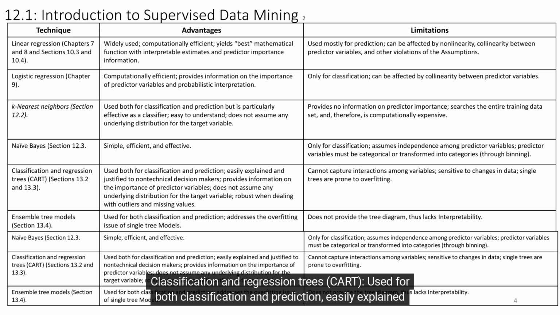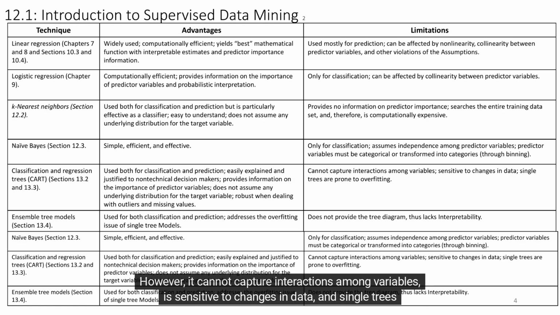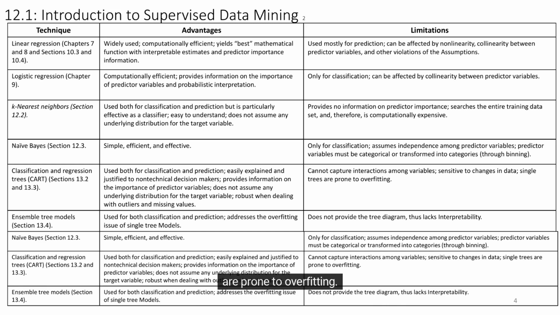Classification and regression trees, CART: used for both classification and prediction, easily explained and justified to non-technical decision makers, provides information on the importance of predictor variables, does not assume any underlying distribution for the target variable, and is robust when dealing with outliers and missing values. However, it cannot capture interactions among variables, is sensitive to changes in data, and single trees are prone to overfitting.